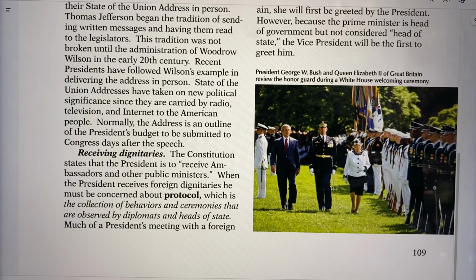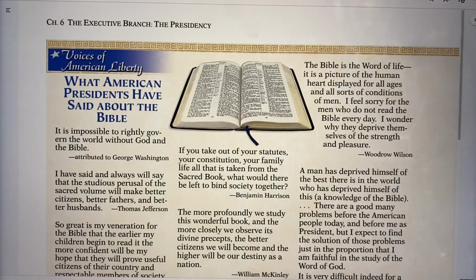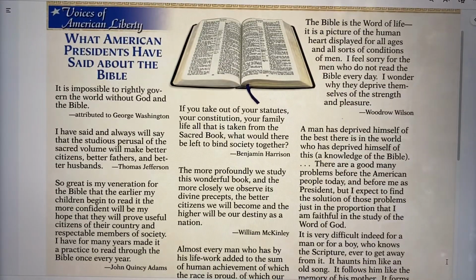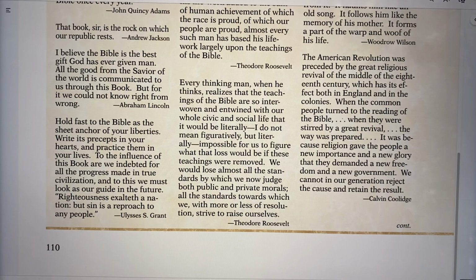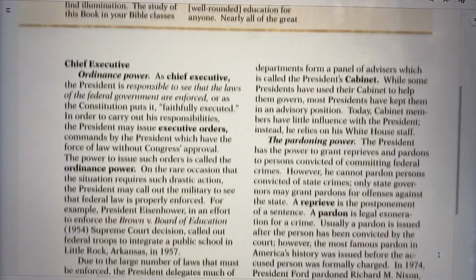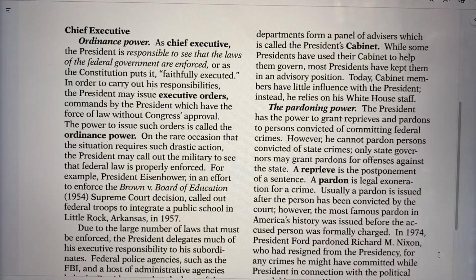So let's go on. This is so sweet, what American presidents have said about the Bible, but I'm going to skip that and do that in another video at the end, because I want to read some of those, and it'll get pretty long. Let's go into the chief executive.